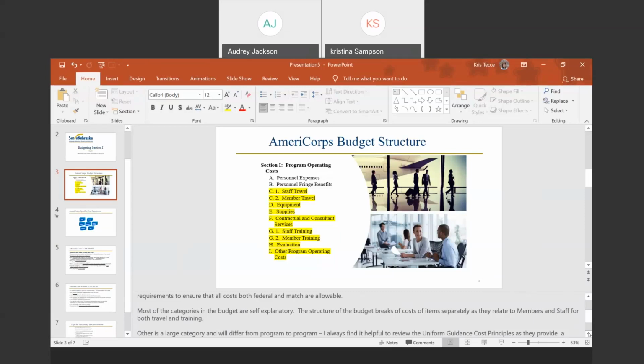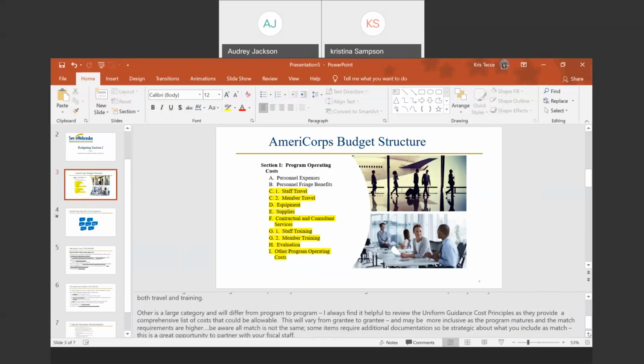Another large category is other program operating costs. And again, that's going to differ from program to program. I always find it helpful to look at the Uniform Guidance Cost Principles, as they provide a list of comprehensive costs that could be allowable. It also includes the documentation requirements. So again, what you choose to put in other will vary from grantee to grantee.